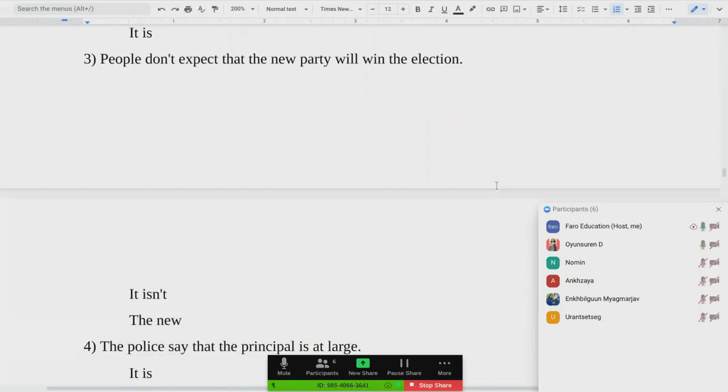People don't expect that the new party will win the election. It isn't expected that the new party will win the election. The new party isn't expected to win the election. Very good. Even though the original was a negative form, it works as it isn't expected and the new party isn't expected.